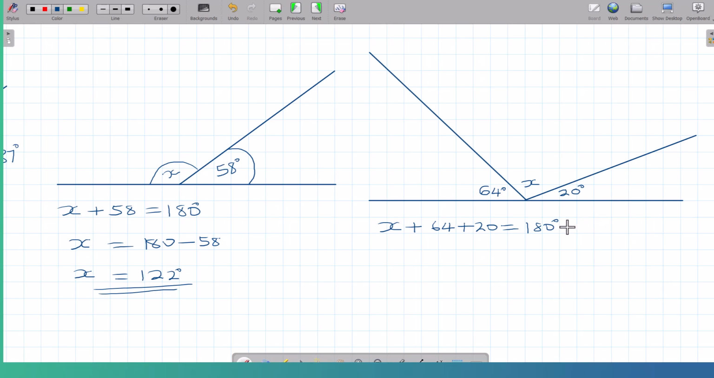What is the reason here? We say angles on a straight line. Angles on a what? Straight line. Okay, so now what is 64 plus 20?